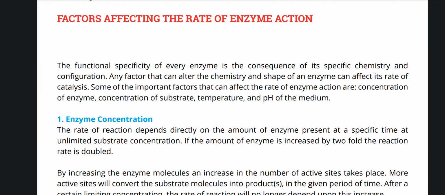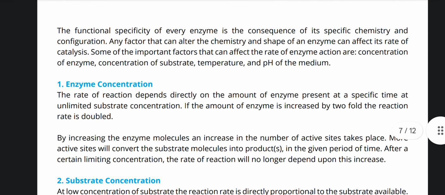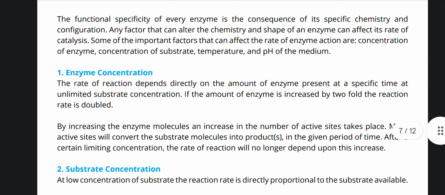Now let's look at the factors which affect the rate of enzymatic action or enzyme action. The functional specificity of every enzyme is the consequence of its specific chemistry and configuration. Any factor that can alter the chemistry and shape of an enzyme can affect its rate of catalysis. Some of the important factors that can affect the rate of enzyme action are concentration of enzyme, concentration of substrate, temperature, and the pH of the medium.